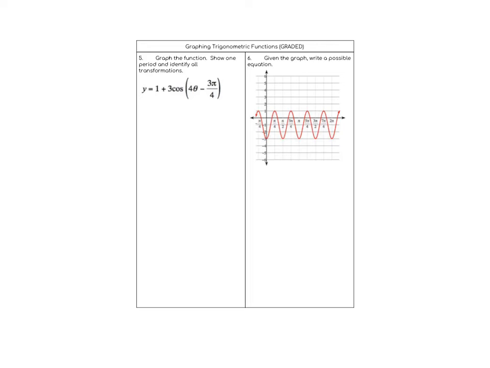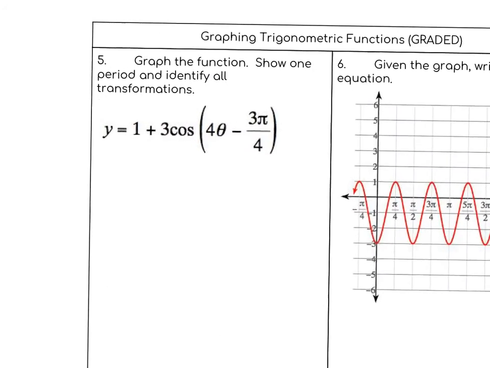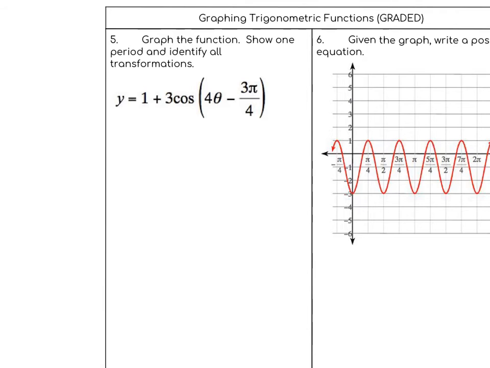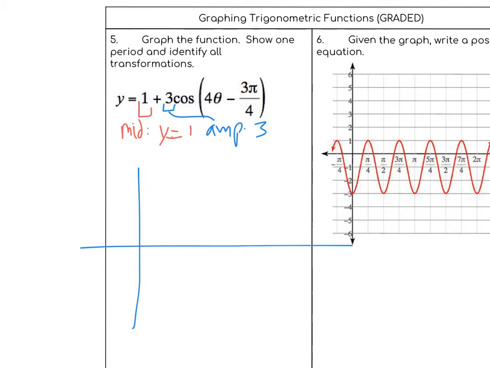Next up, we got to do some graphing trig. And when we take a look at this, I'm going to identify pieces here. We've got our midline, and that's y equals 1. We've got our amplitude, and that's going to be equal to 3. So I'm going to start off by drawing those in. So midline, y equals 1. And then we're going to go up 3 from there. 1, 2, 3. And then when we do that, we have a nice set of bounds to work with.